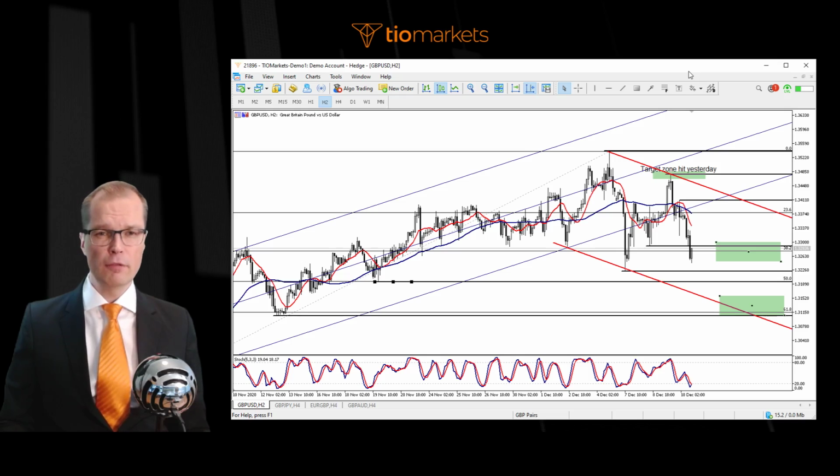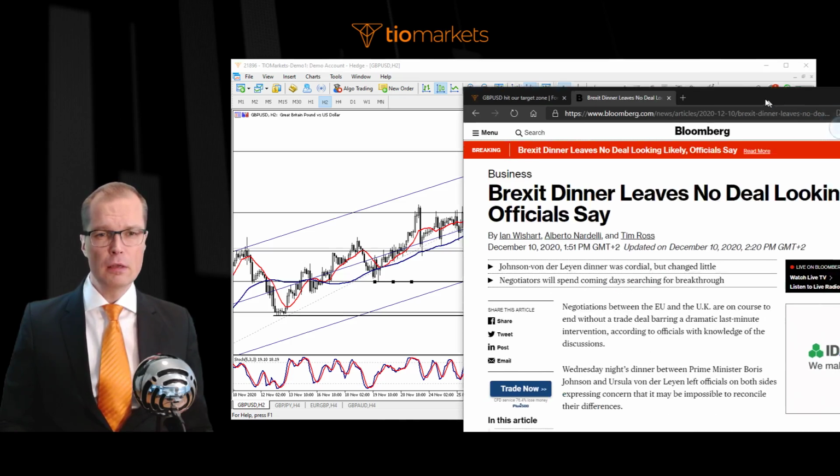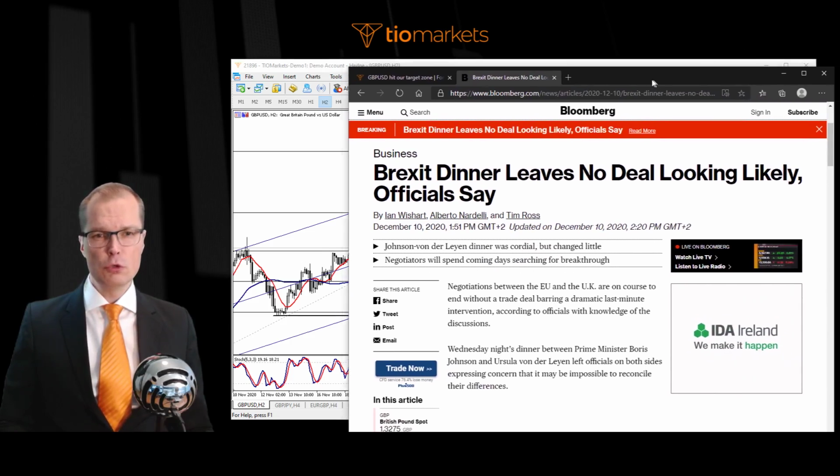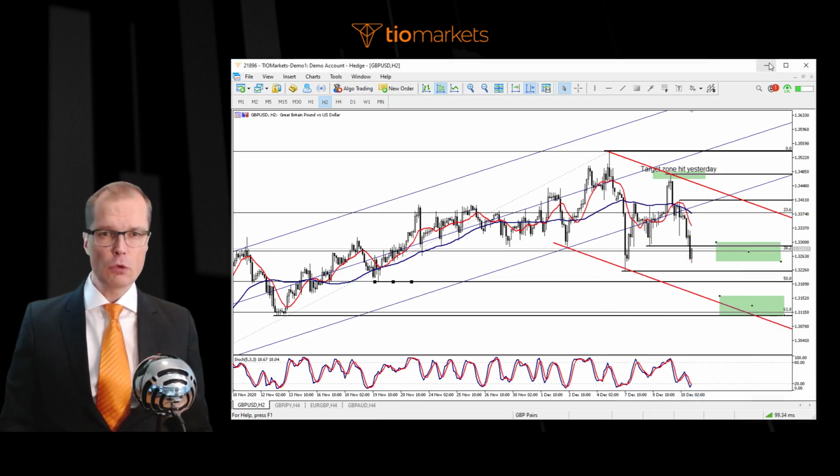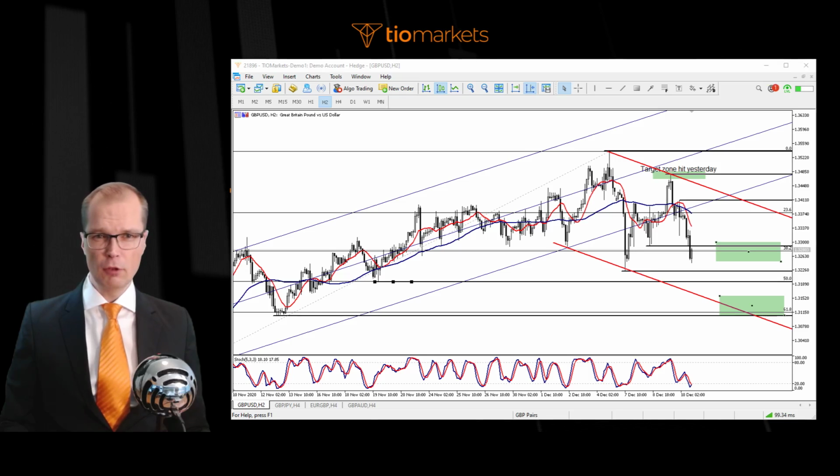This is based on the fact that we have a negative technical picture, and we have also news from Bloomberg that the Brexit dinner yesterday really left only one option likely. That's the no deal.